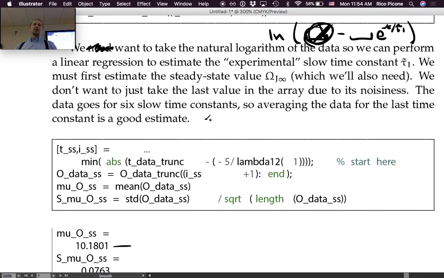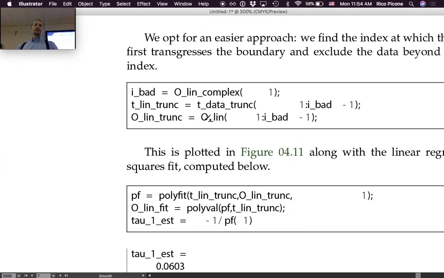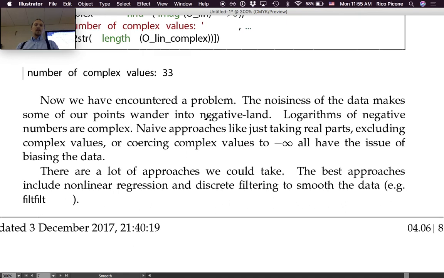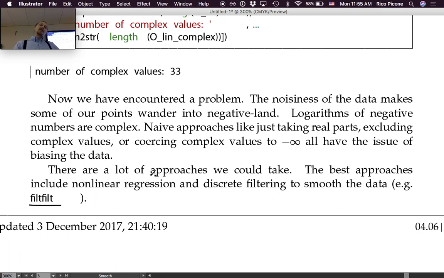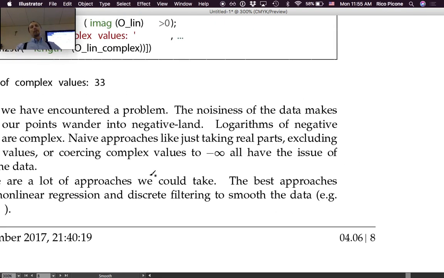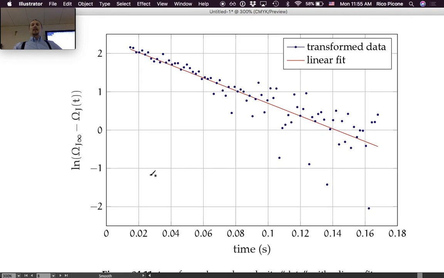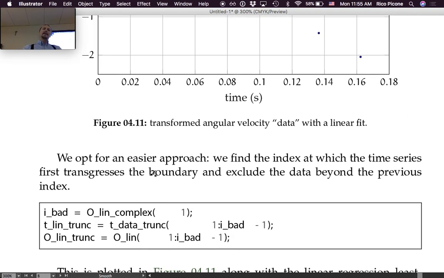The first option, probably the best one, is to do a nonlinear regression, but that's beyond the scope of this course. Also, a pretty good option is doing discrete filtering, which is also more of an advanced signal processing technique. Good technique, but we just don't have time to do it. MATLAB has a nice function, filt, you could use to do that, but it essentially just smooths it out. It's really nice. But we're not going to be able to do that in this course, so instead, we opt for an easier approach.